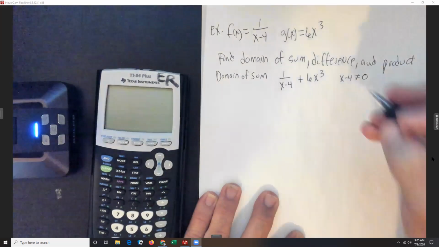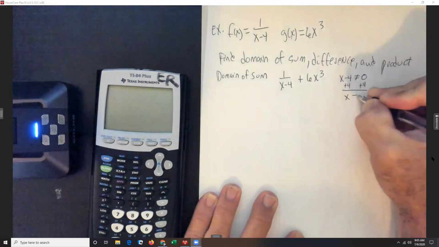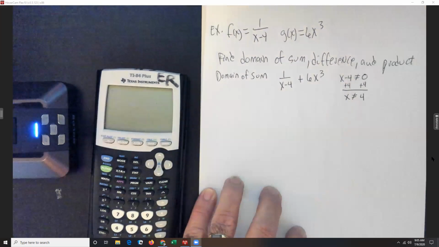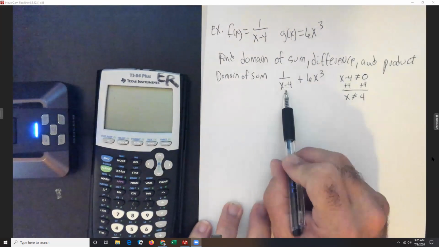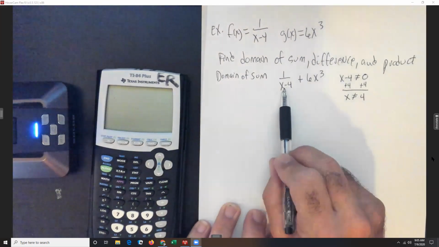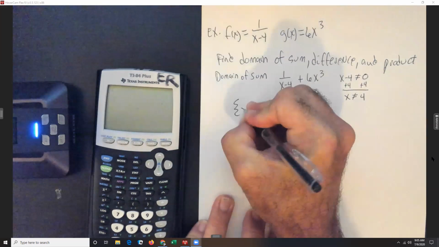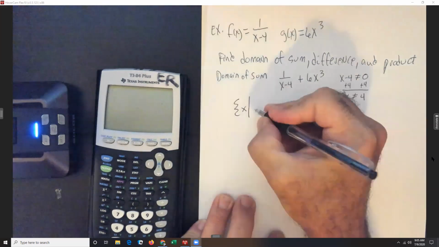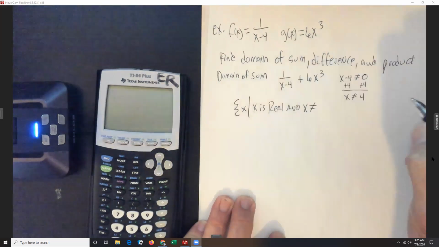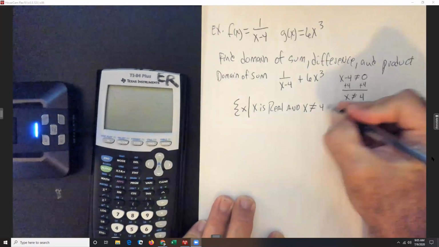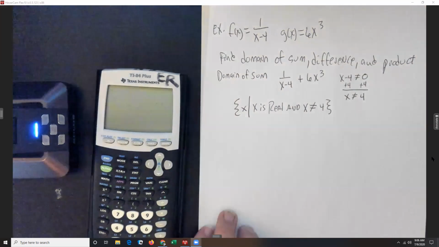We'll solve that by adding 4 to both sides, so this tells me x cannot equal a positive 4. Because if I put a 4 into that, I get a 0, and 1 divided by 0 is undefined. So there's no way I could add that together if this bottom number was a 4. So our domain will be x such that x is a real number and x cannot equal positive 4. When you have fractions, you've got to take care of numbers that will make those fractions undefined.